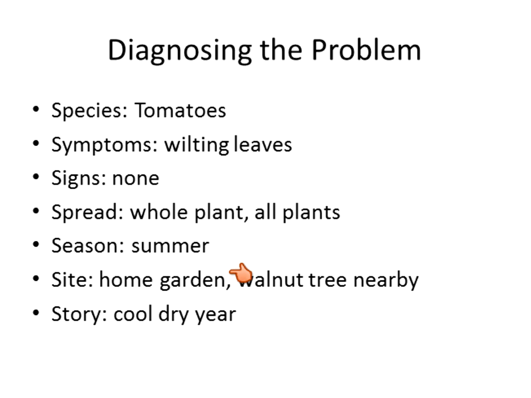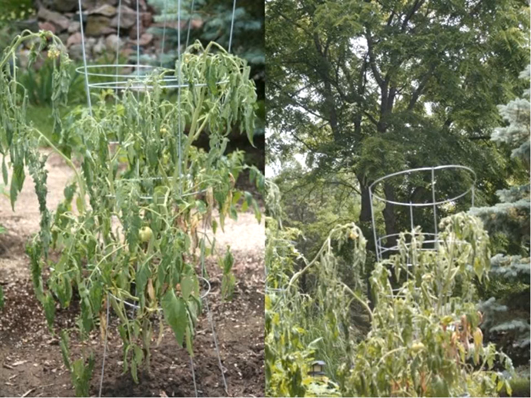So I'm kind of walking around looking at the landscape, looking at the tomatoes, and she's like, "What's wrong with my tomatoes?" And I'm kind of poking around looking, and then I look over into the neighbor's yard, which is probably about 50 feet away, is a walnut tree. And the story was a cool dry year, but really that's kind of a red herring. The issue here with tomatoes is you always got to look for those walnut trees.